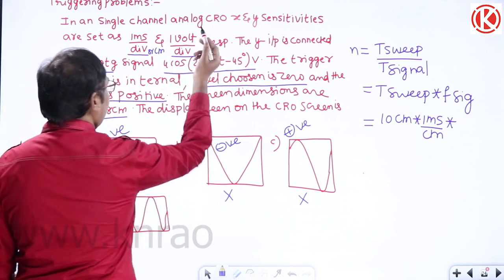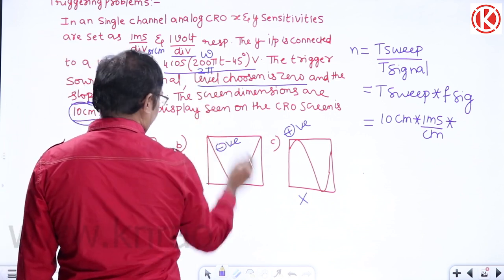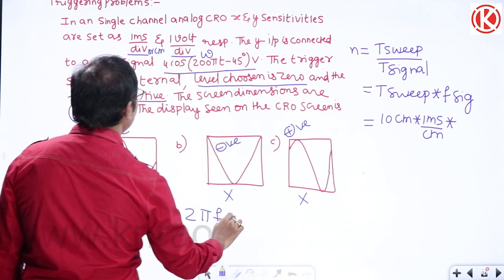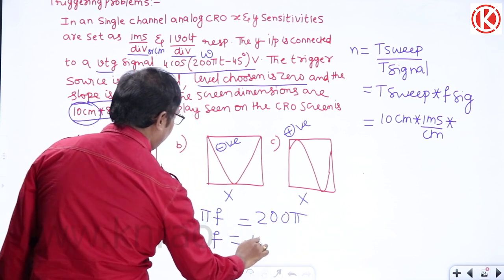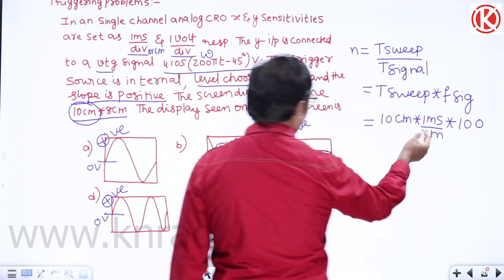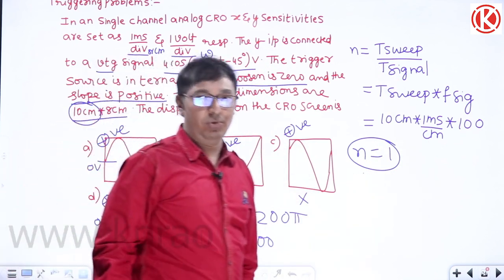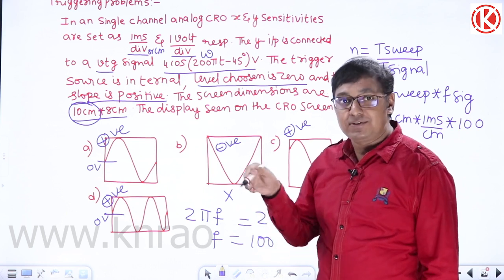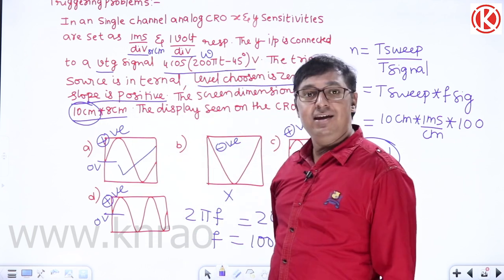This is nothing but our omega. Omega is 2 pi F. 2 pi F is given as how much? 200 pi. What is F from this? F is 100. The signal is 100 hertz. All gets cancelled, N equals 1. N equals 1 means positive slope should be there. It has to start from 0 and the number of cycles should be 1. Therefore, option A is correct.